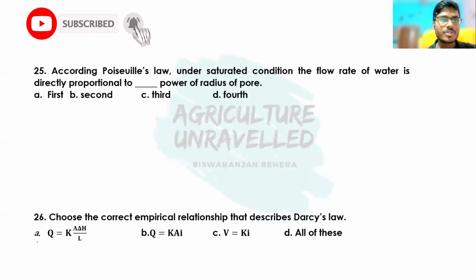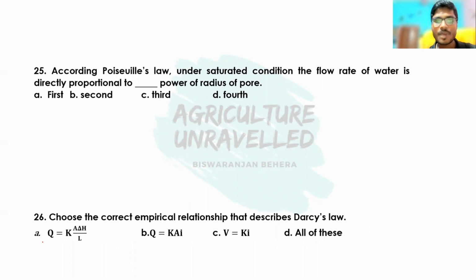Then coming to the next question, that is according to Poiseuille's law, under saturated condition, the flow rate of water is directly proportional to that power of the radius of the pore. So remember one thing, this Poiseuille's law is applicable to the saturation water movement in soil. So it is applicable to saturated soil, and it indicates the flow rate of water in a saturated soil.